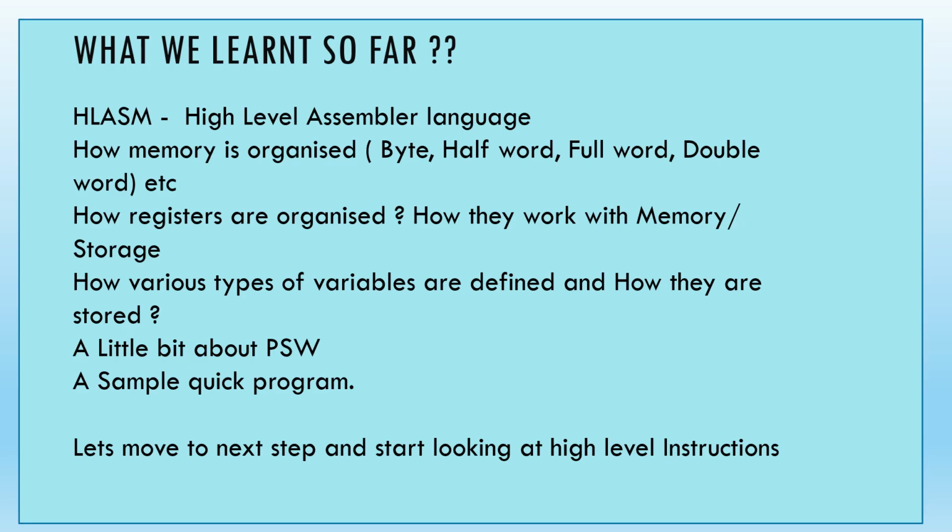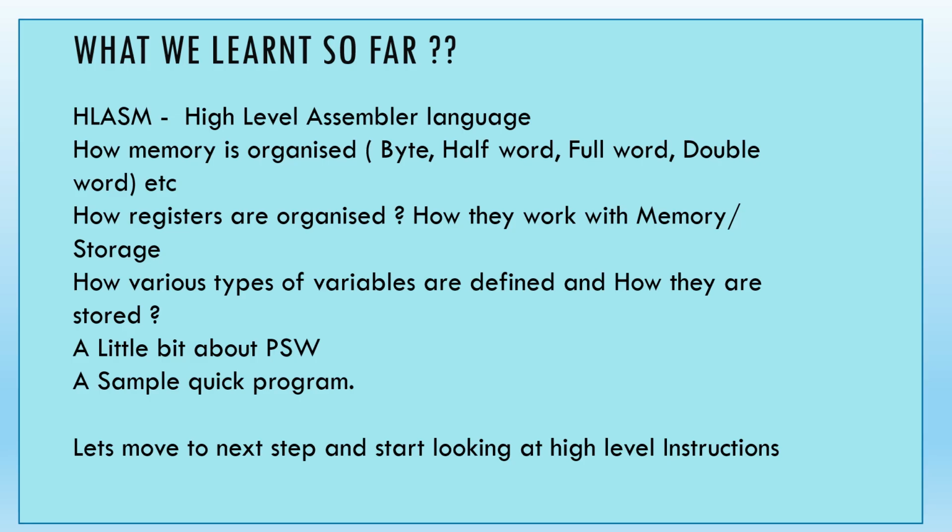HLASM, high level assembler language. Why are we calling it high level? Because many people think that assembler language means it can be directly executed. It cannot be executed. You still have to compile it. You will get an object code. You still have to link it. You get the equivalent of a load module, and only the load module can be executed. So that's why we are calling it high level assembler language.